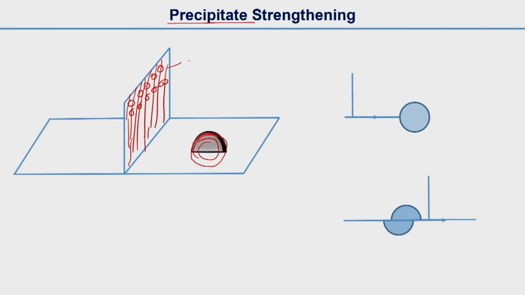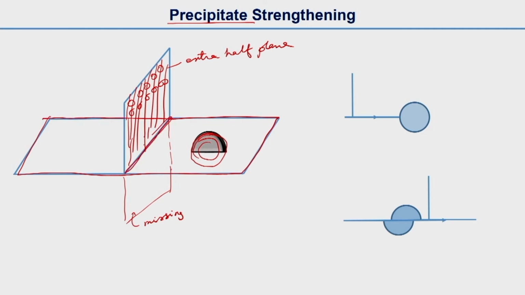So, this is the extra half plane, that means a plane under that is missing. This plane is missing, under that there is a missing plane. That is why it is called an extra half plane. And now this one is the slip plane, because the dislocation will move on the slip plane. This is the dislocation line, and this dislocation line will move from left to right, let us say because of some shear stress we are exerting. Now, there is an obstacle. This is the precipitate.